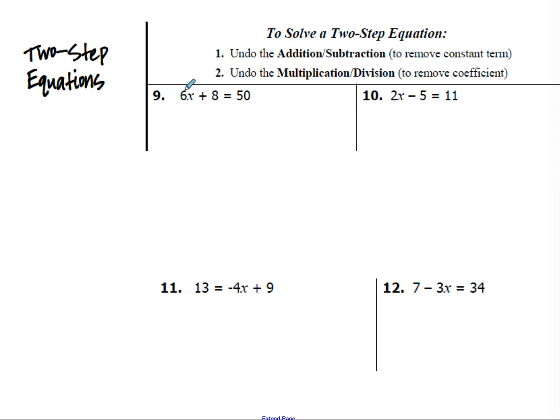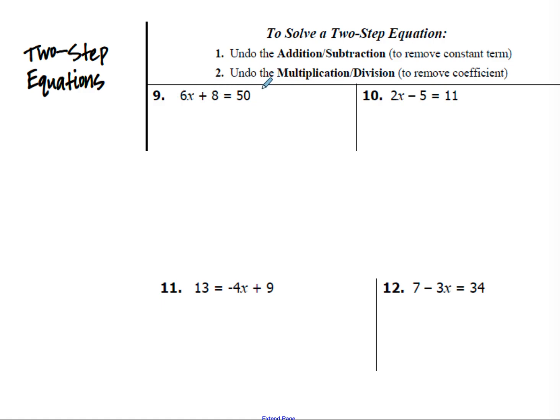All right, and then two-step equation means there's two operations on the same side as the variable. So here for number 9, those operations are multiplication and addition. So our steps, we're doing order of operations backwards, which means we're using addition and subtraction first to get rid of the constant, and then we're doing multiplication or division second to remove the coefficient from the constant.